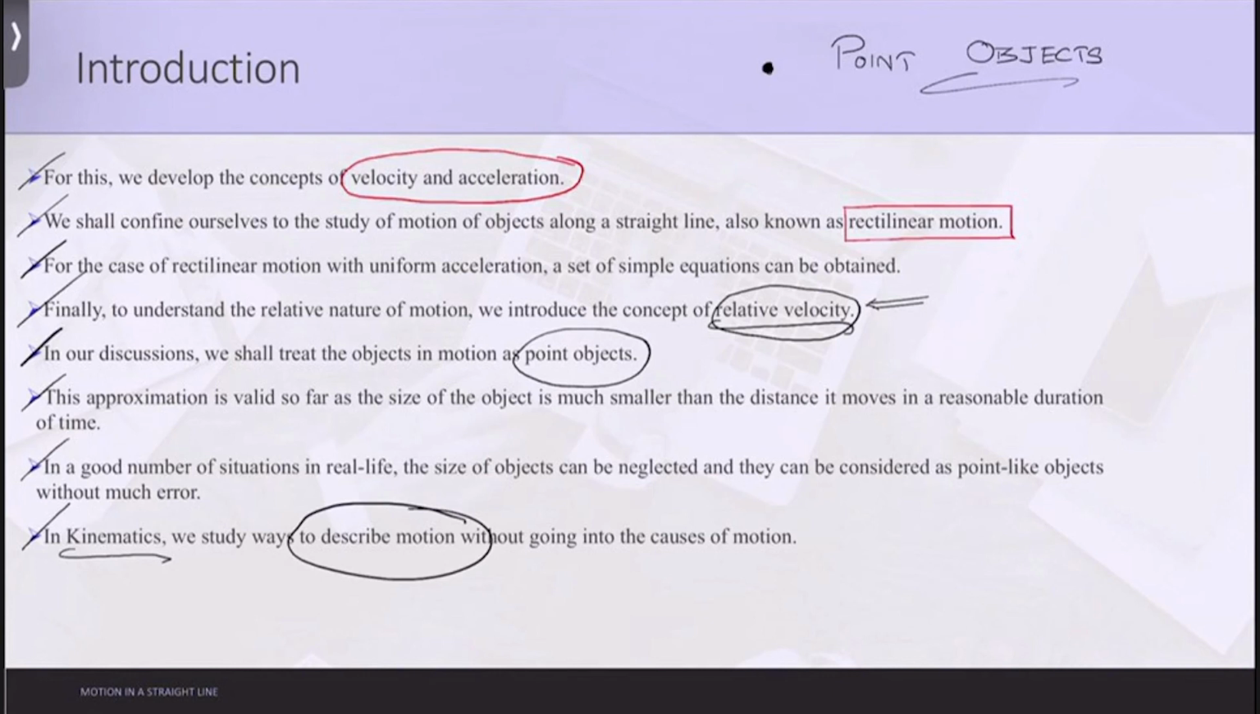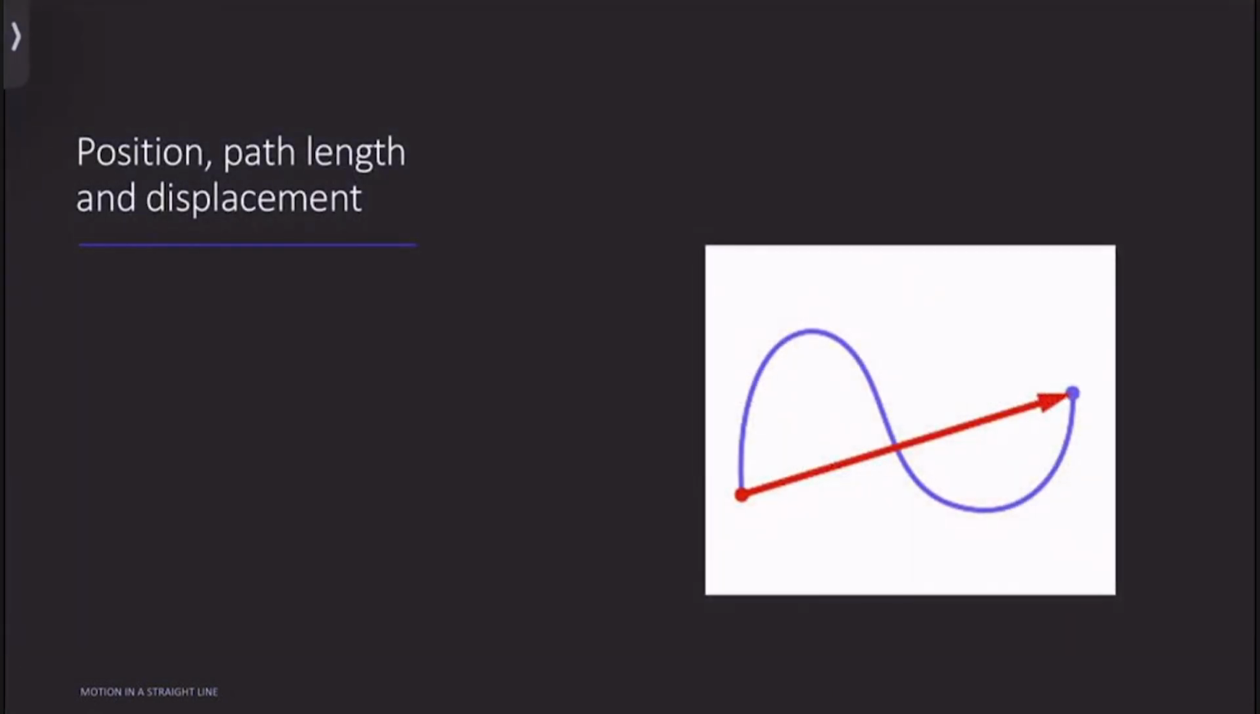Fine. So I guess that was the complete introduction of what motion is, what we are trying to understand, and the different topics we will try to understand. Let's now go into the basic details of position, path length, and displacement.